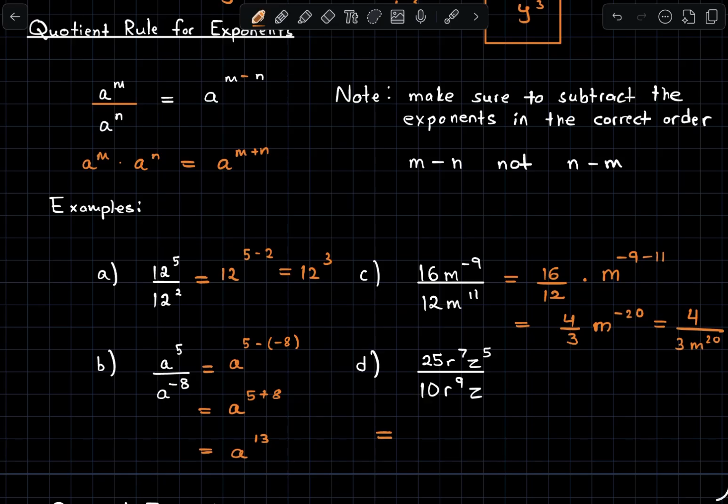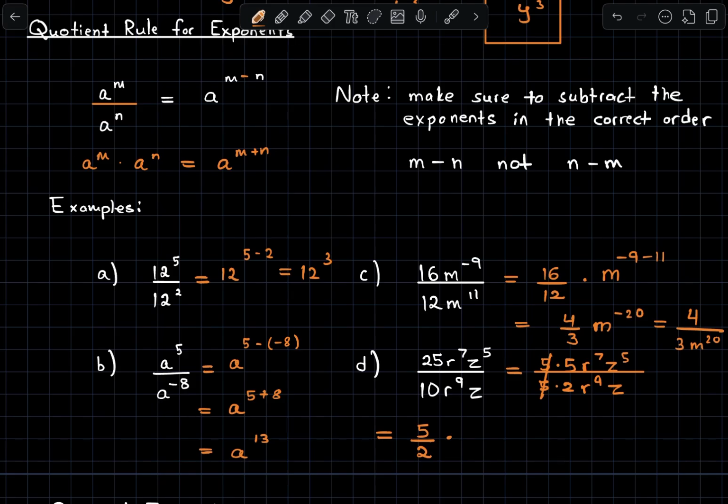All right, then we've got in part D finally, 25r to the 7 z to the 5th over 10r to the 9th, and just z to the first power. So I would just think of this as 5 times 5. We've got r to the 7, z to the 5th. Then on the bottom, we've got 5 times 2, r to the 9th, and z by itself. And we can go ahead and cross out those 5s to simplify this. So we've got 5 halves.